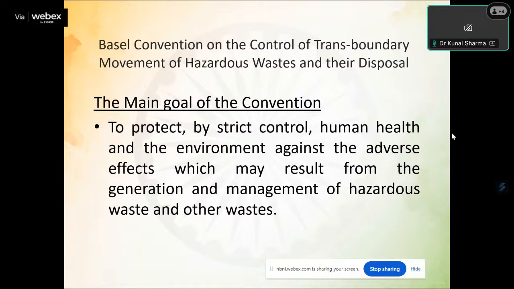So it is very clearly mentioning the goal. They are not deviating from their assigned target. It is directly talking about strict control on the regulation part and any adverse effects from the generation and management of hazardous waste and other waste.